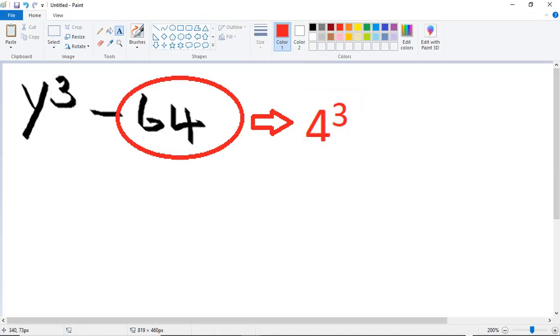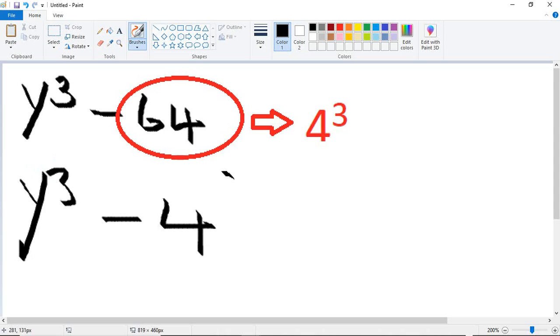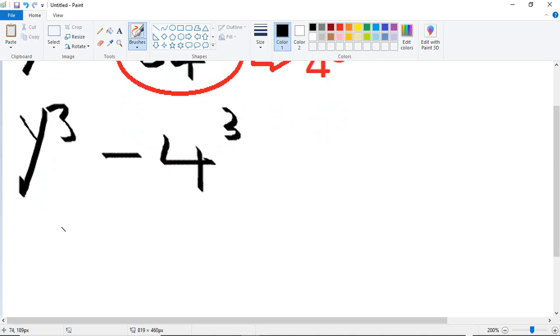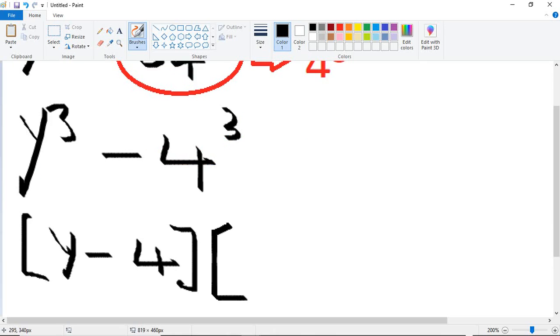So 64 is just the same thing as 4 to the power of 3. So in other words, we have, let's just go back here. Okay, let me use my black. You have y to the power of 3 minus 4 to the power of 3. This is the cube that you are going to solve. Remember what we've just learned. The product of this is going to be, you're just going to open a bracket, y minus 4, close, open bracket.